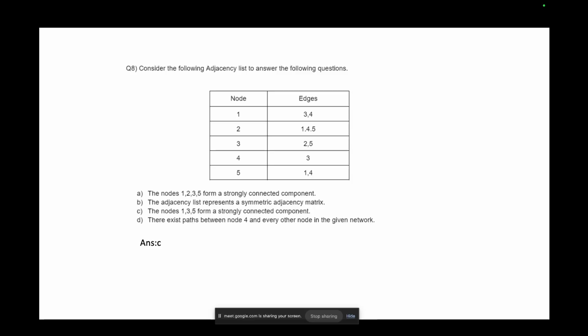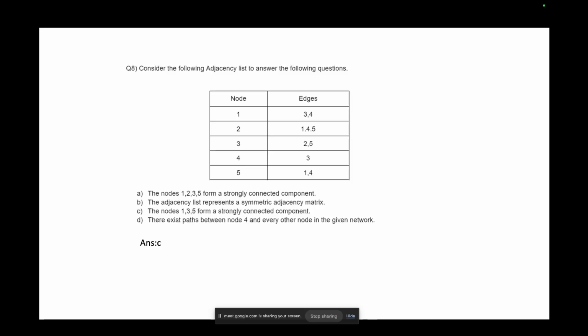It's not symmetric, because between 1 and 2 there is no connection from 1 to 2, right? There is a connection from 2 to 1. And from 4, you cannot move to 5, you cannot move to 1. So there are no existing paths between node 4 and every other node in the network.